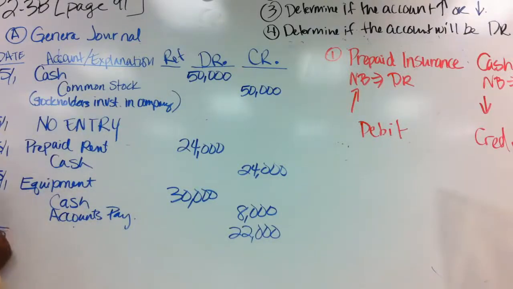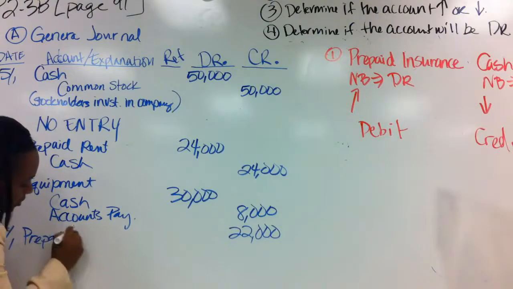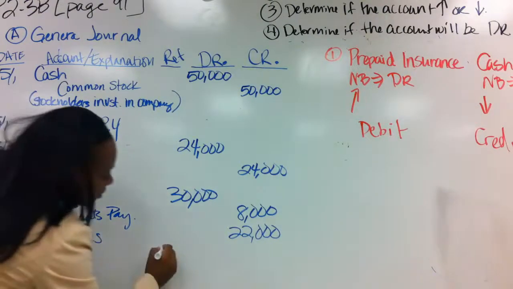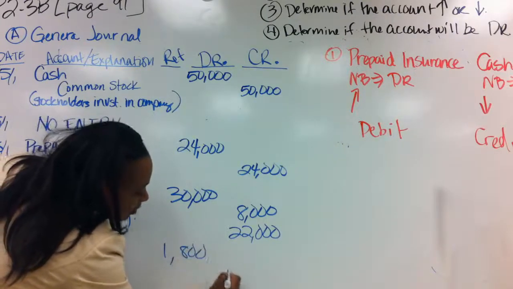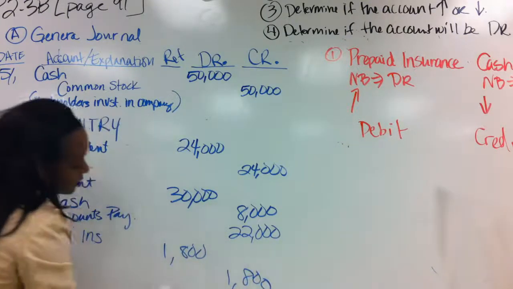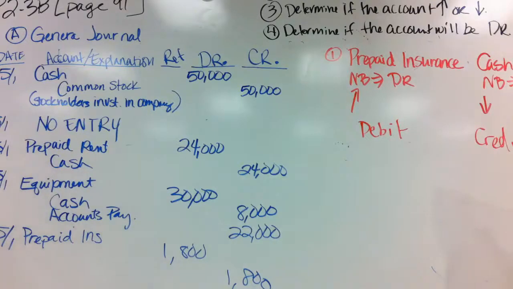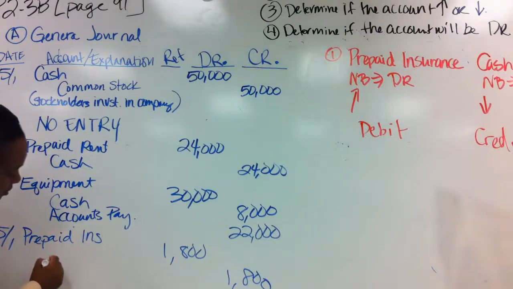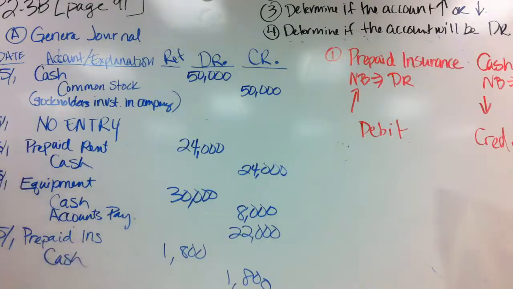May 1st. Which one do we list first? Prepaid insurance. How much? $1,800. And I know my credit has to be $1,800. And cash is credited, so we're going to indent for $1,800.